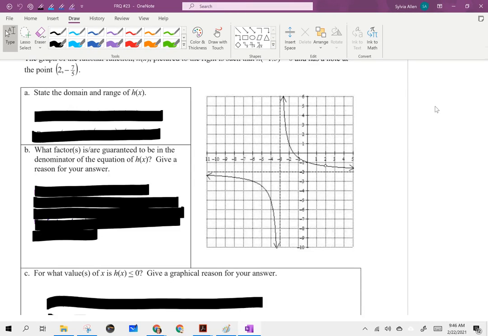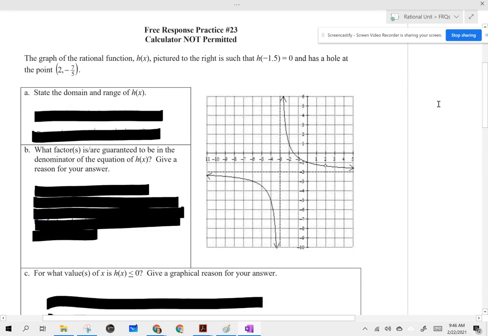All right, so we're going to talk about FRQ number 23, no calculators. It says the graph of the rational function h of x is pictured to the right such that h of negative 1.5 equals 0 and has a hole at the point (2, -7/5). State the domain and the range of h of x.